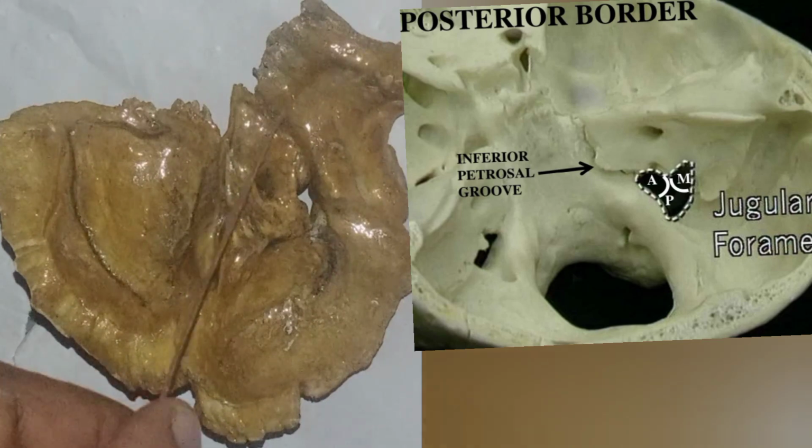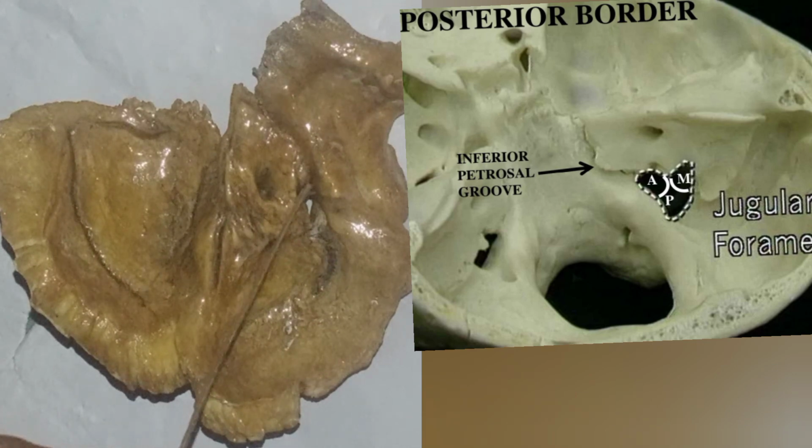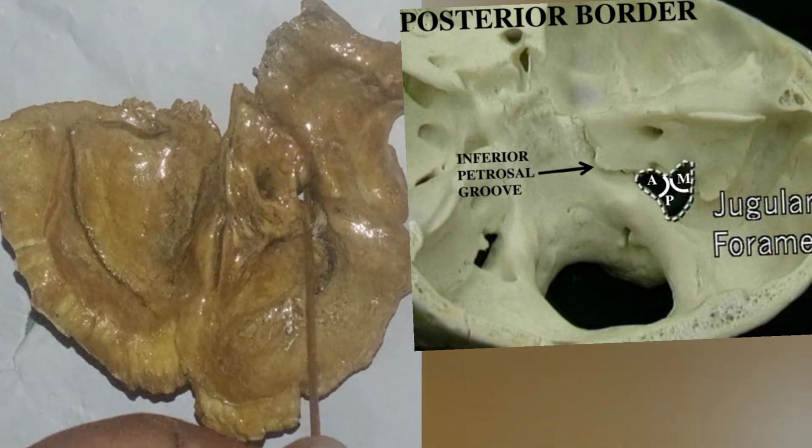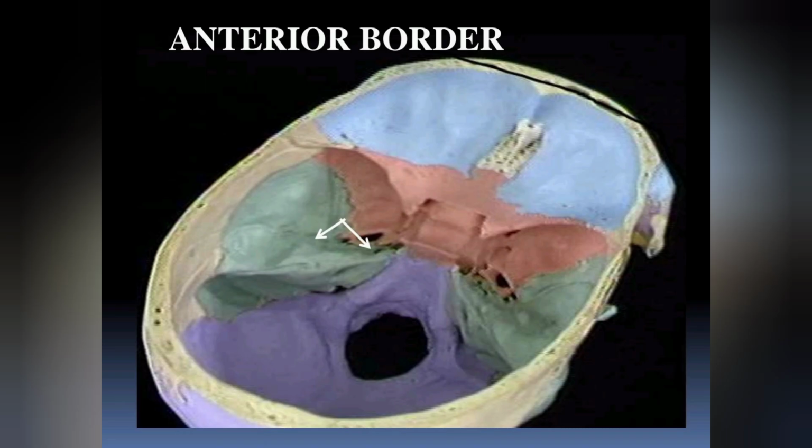The posterior border has a groove which lodges the inferior petrosal sinus. The posterior border, along with the jugular notch of the occipital bone, forms the jugular foramen. Jugular foramen transmits glossopharyngeal nerve, vagus nerve, and accessory nerve, and the inferior petrosal sinus, and the sigmoid sinus continues as the internal jugular vein. Anterior border, medial part, articulates with the greater wing of the sphenoid bone, and the lateral part articulates with the squamous part of the temporal bone, forming the petrosquamosal suture.